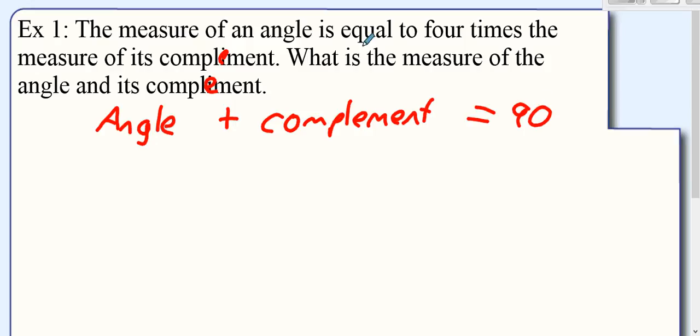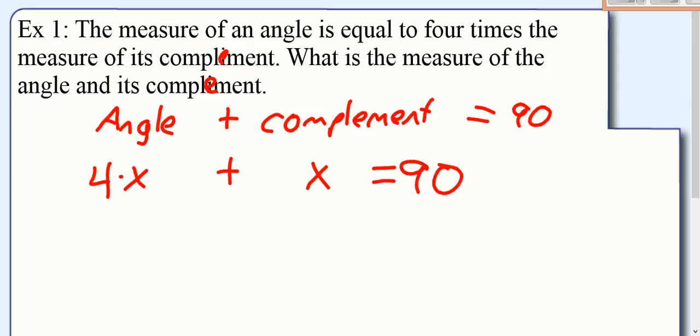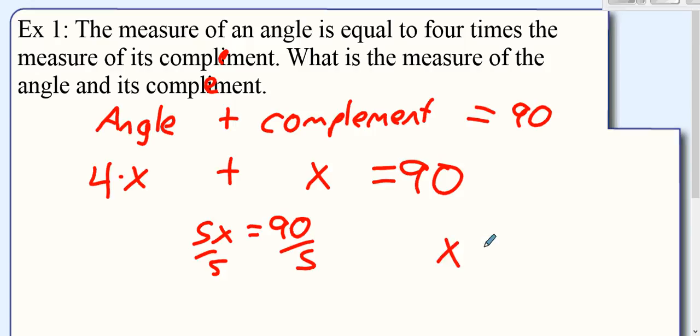And we know that the measure of an angle is 4 times the measure of its complement. So let's say x is its complement. Then the angle is 4x, 4 times its complement. So 4x plus x equals 90. Now this is a pretty easy algebra equation. 4x plus x is 5x. And then 90 divided by 5, x is 18.